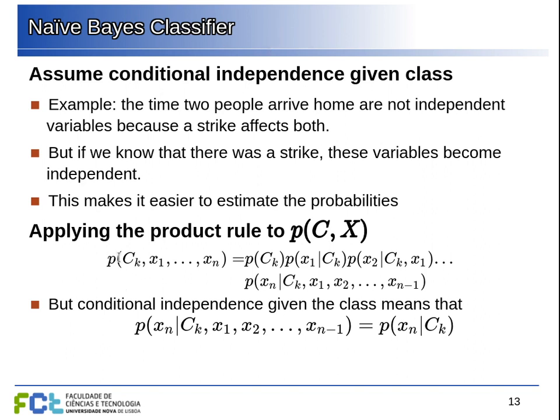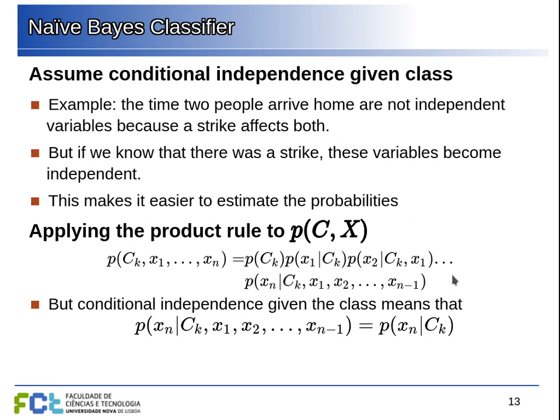So let's consider that we are computing the joint probability distribution of the class and the features vector x, which I'm going to decompose into all the different features: feature 1, feature 2, etc., up to feature n. We could apply the product rule here and say that this is the probability of being in this class, multiplied by the probability of feature 1 given the class, then the probability of feature 2 given the class and feature 1, and so on for all the features.